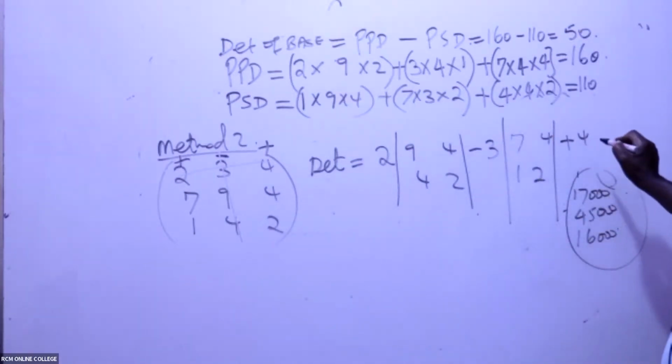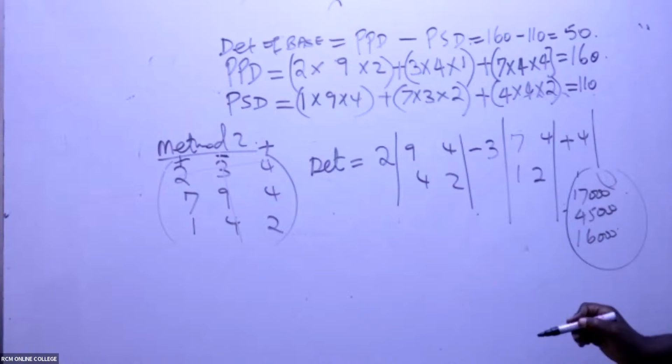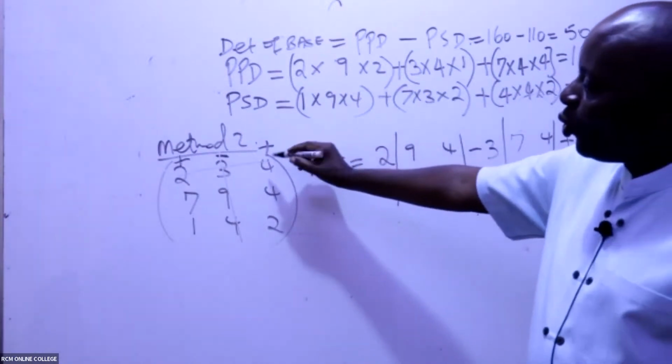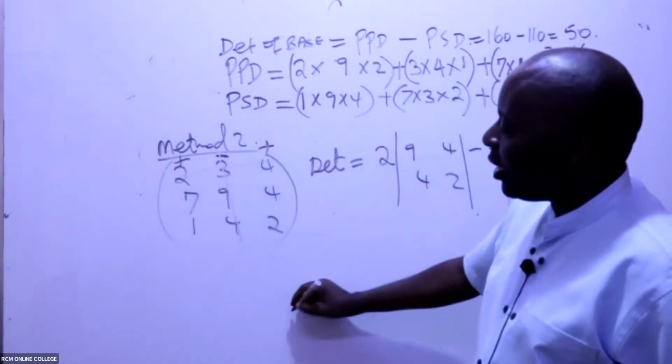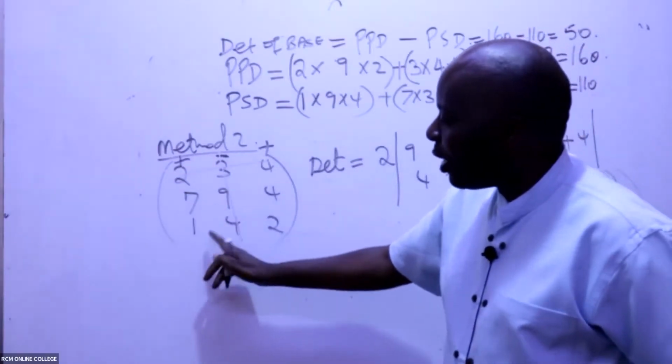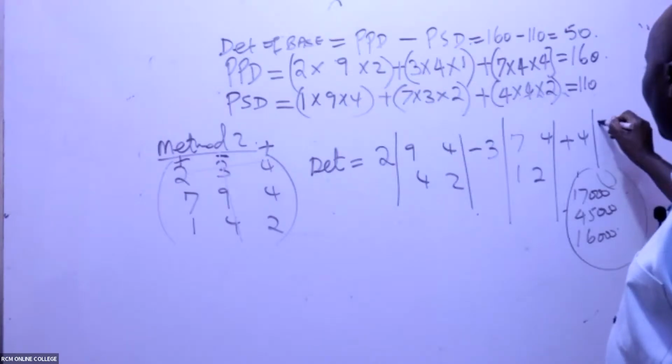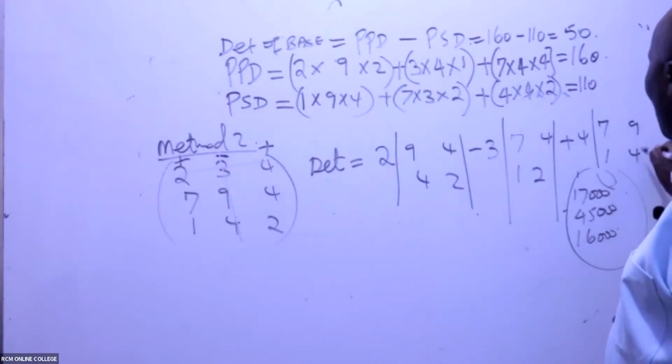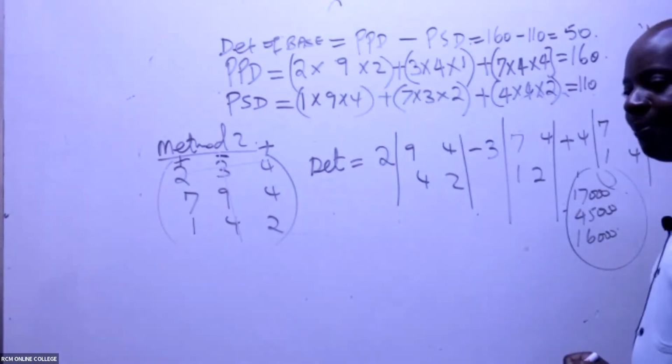Positive 4. And then you have, in this case here, so this number, if you are to do your hide and seek, you'll be left with this and this. You'll be left with 7, 9, 1, 4 uncovered. So we have here 7, 9, 1, 4 uncovered like that.